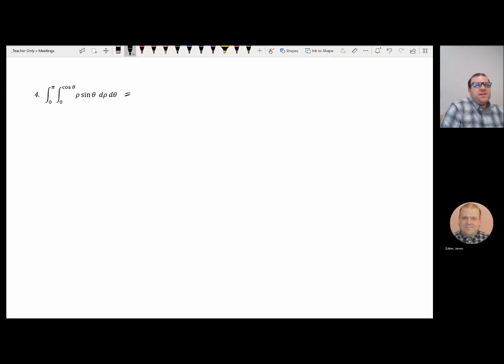What do we need to integrate with respect to first? What is it? Rho, right? 0 to pi. Gonna pull out the 1/2. And I'm not even gonna bother because it's rho squared. Just gonna wind up being cosine squared.